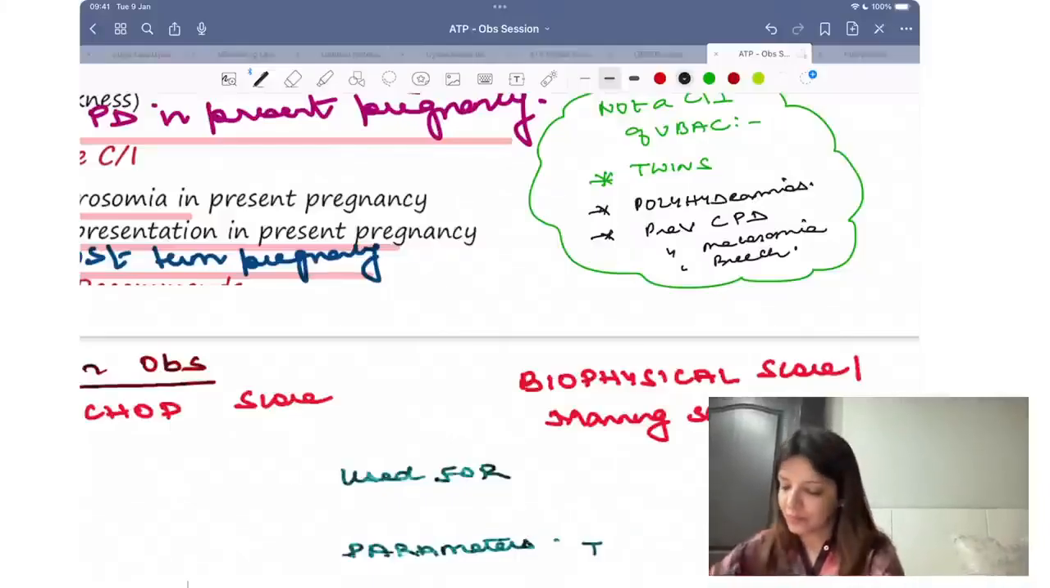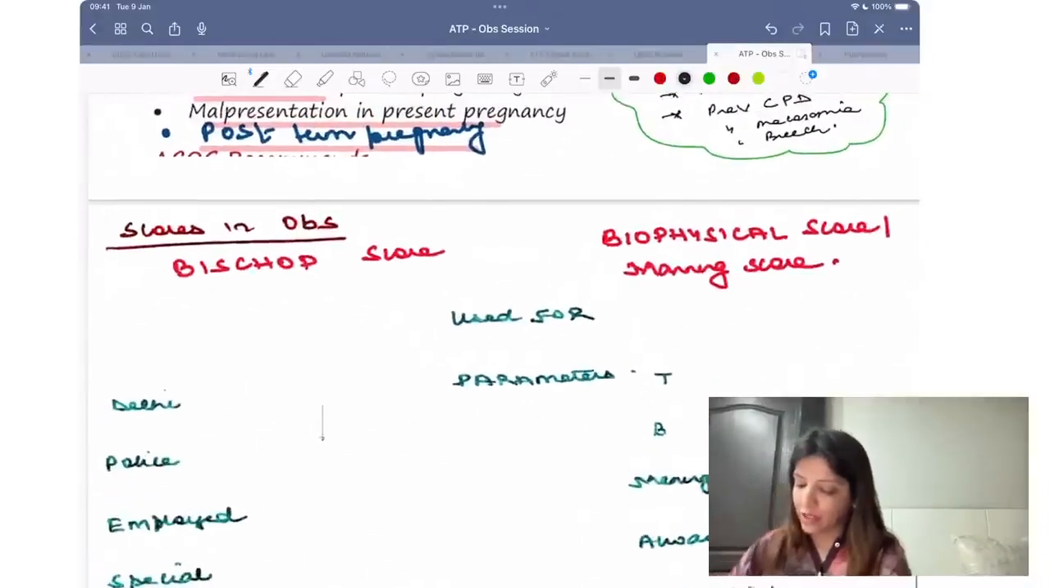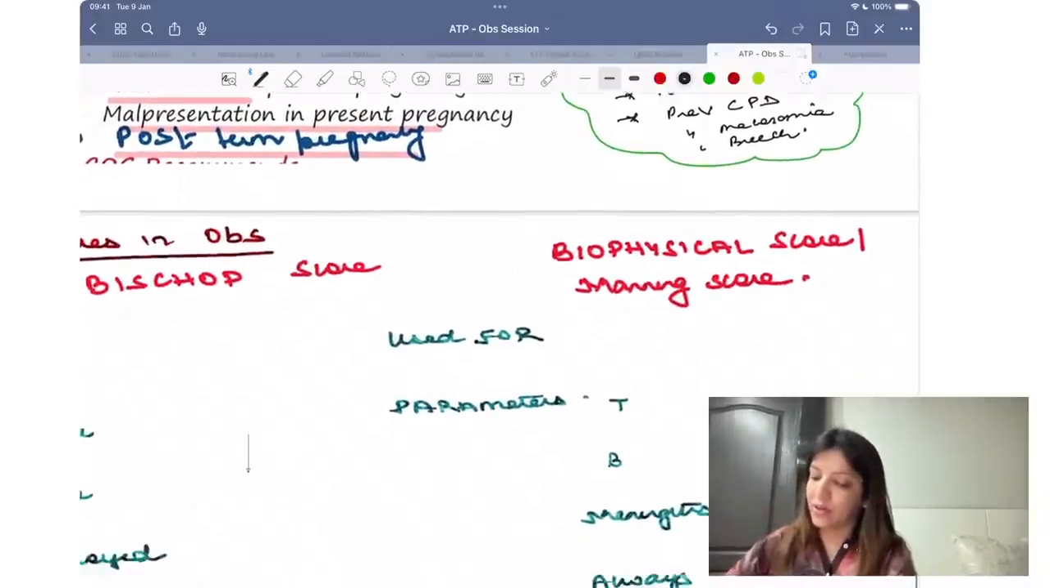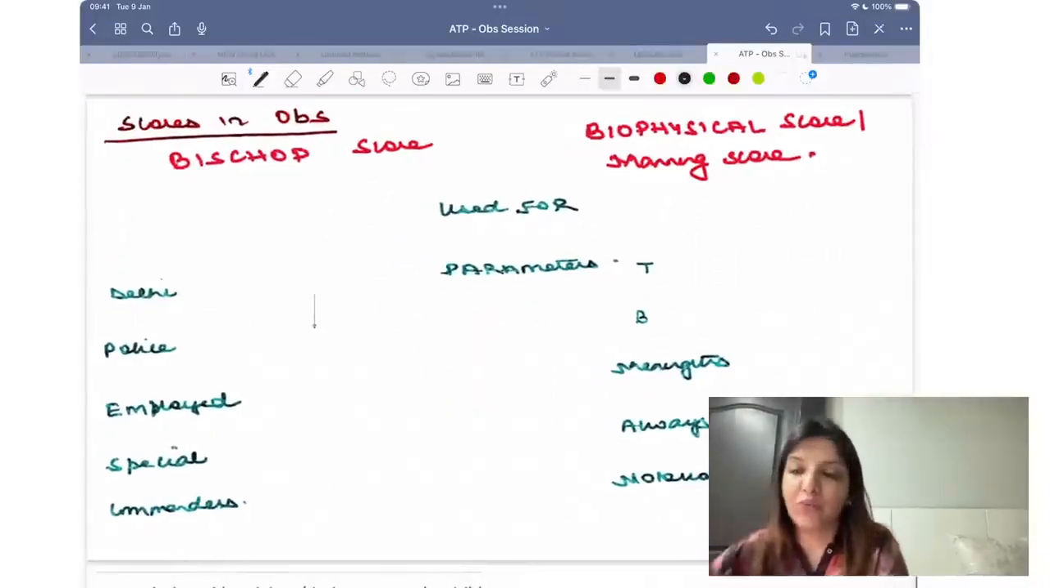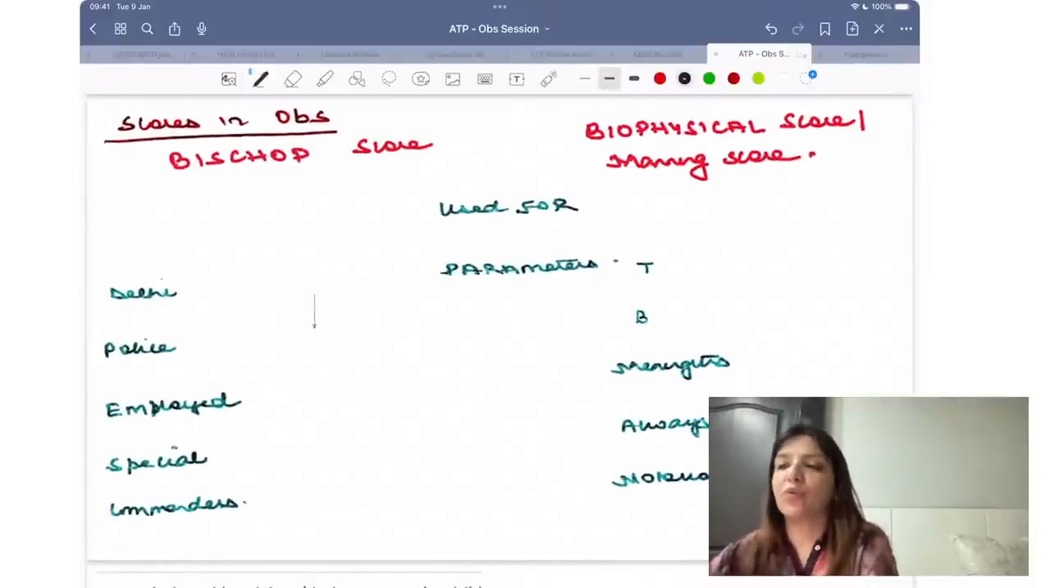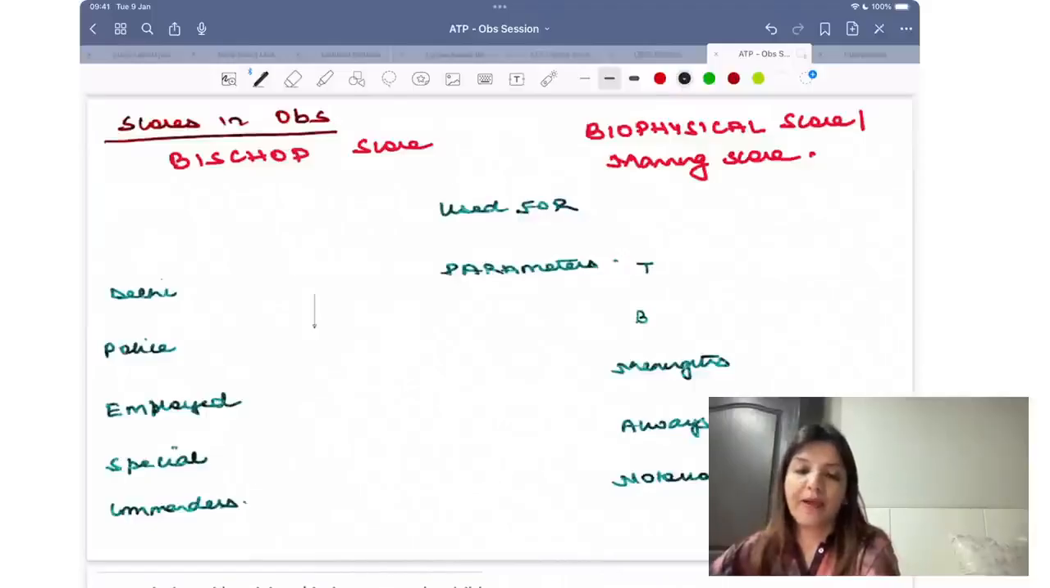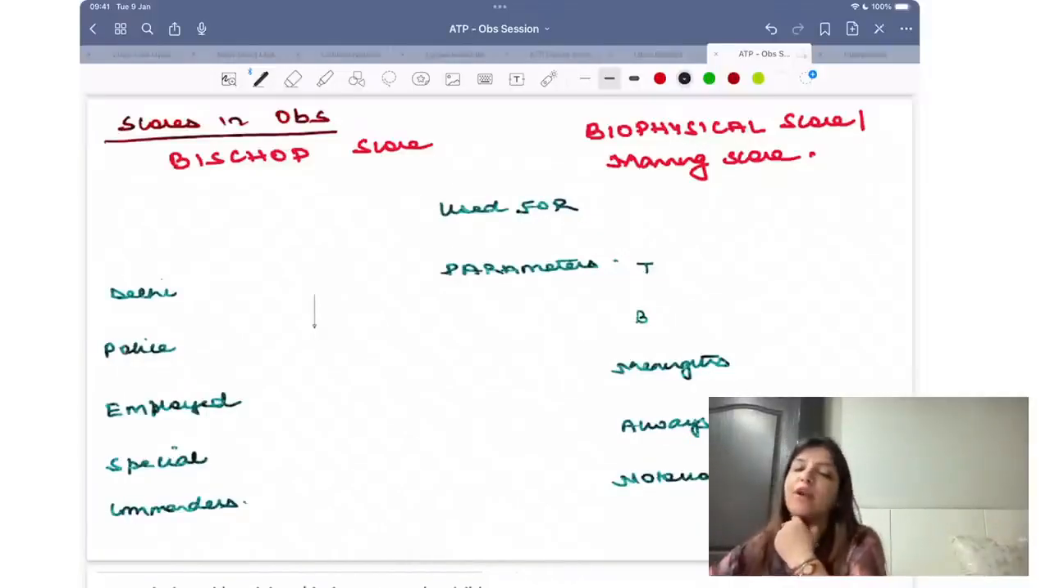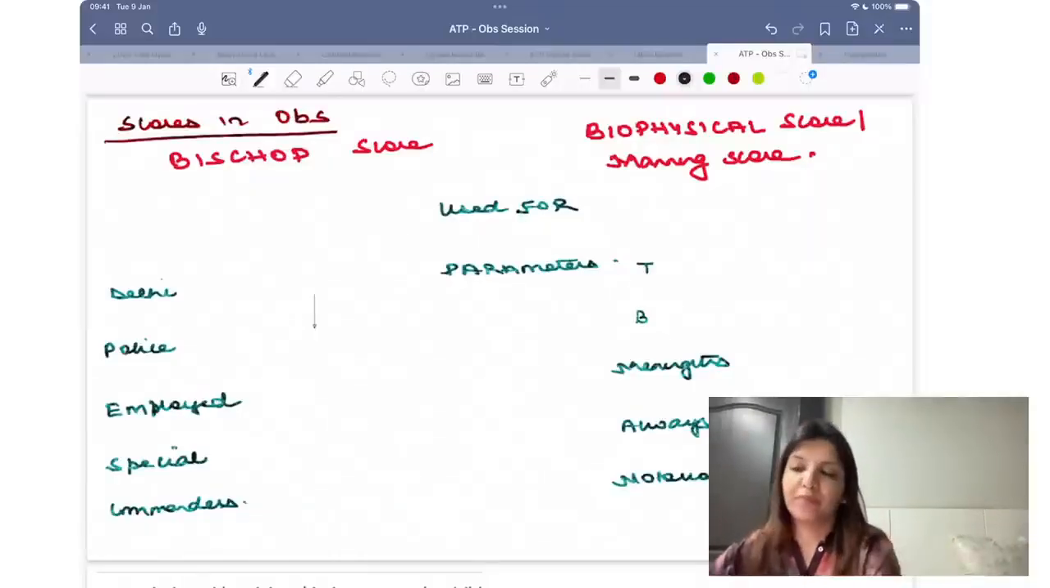Yes? Okay. Now there are two scores in OBS which I want to tell you. First tell me, have you understood VBAC? If you've understood VBAC, then I'm going to go to the scores in OBS. Very, very important: two important scores, that is Bishop score and biophysical score. One score which you are taught in pediatrics, APGAR score.